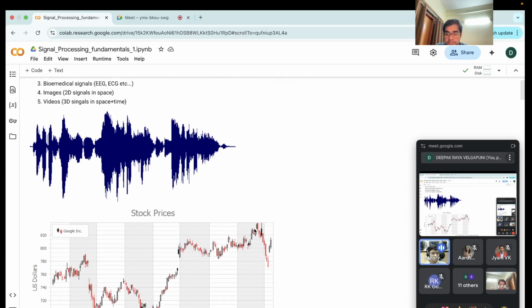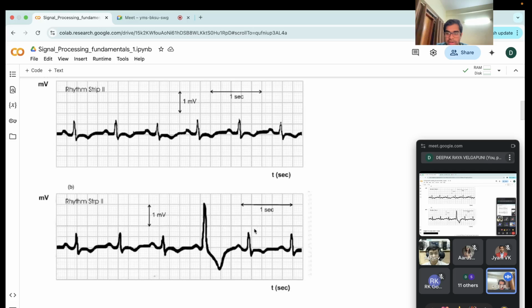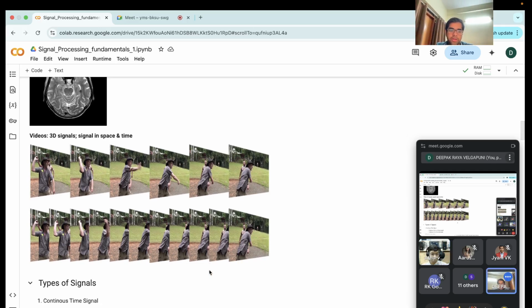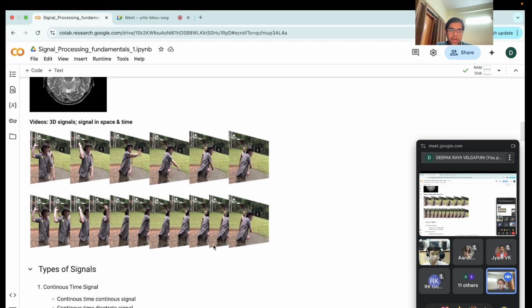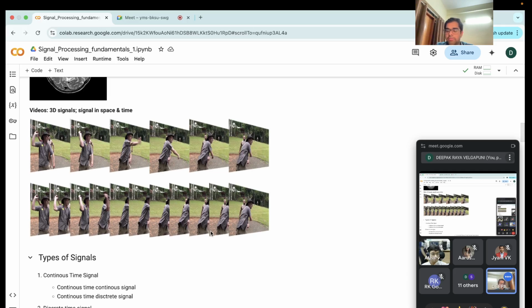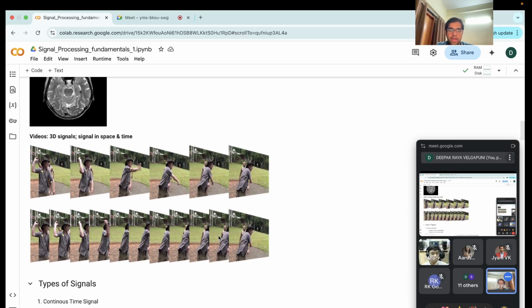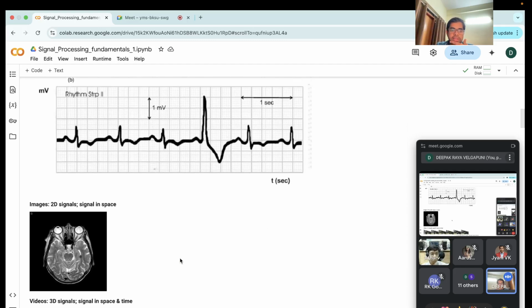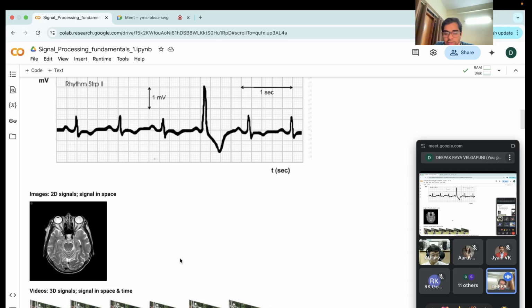There can even be four-dimensional signals, for example 3D space and time: X, Y, Z coordinates and time. So multi-dimensional signals are also possible. You can form a multi-feature vector and see how it changes across time. It depends on how you visualize, but these are just a few examples of the signals we deal with in our day-to-day lives.